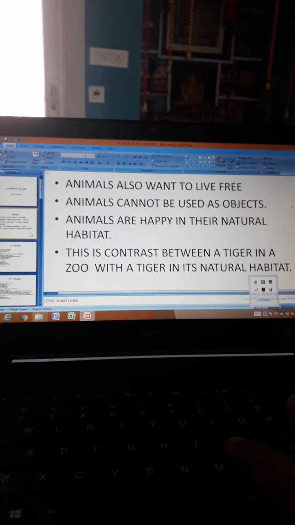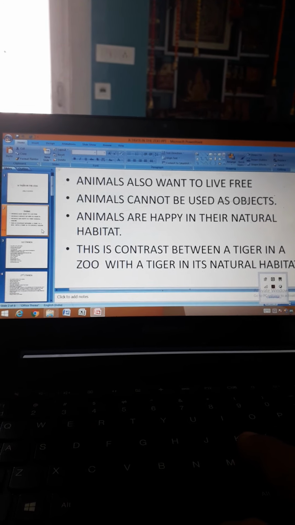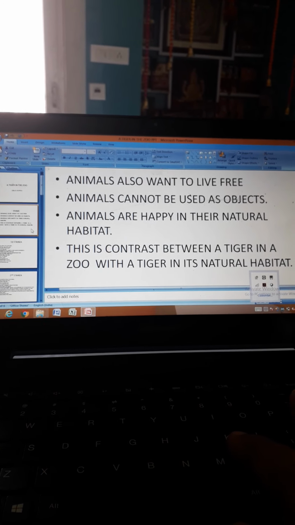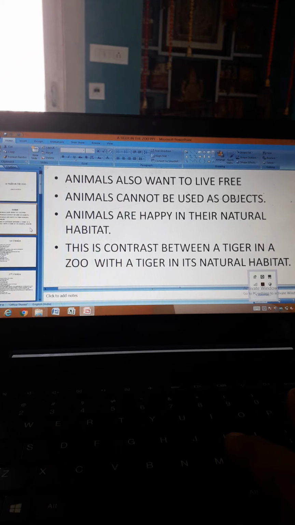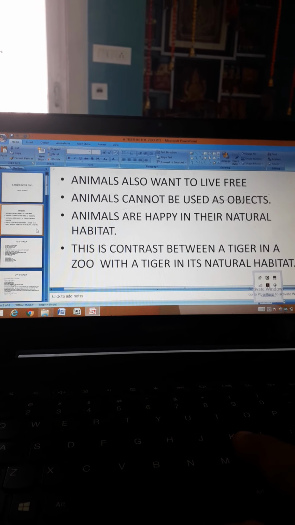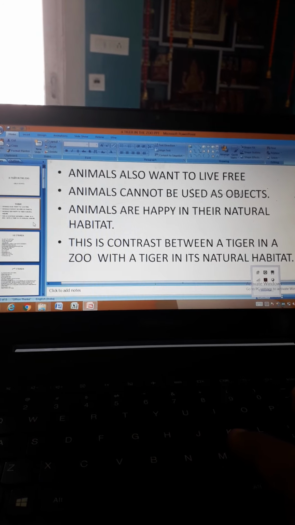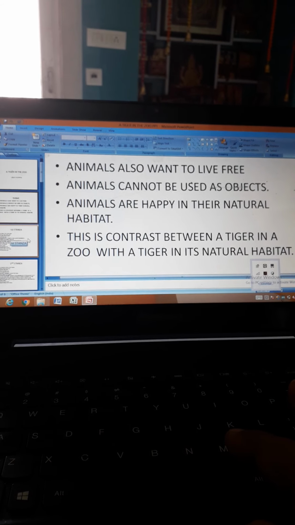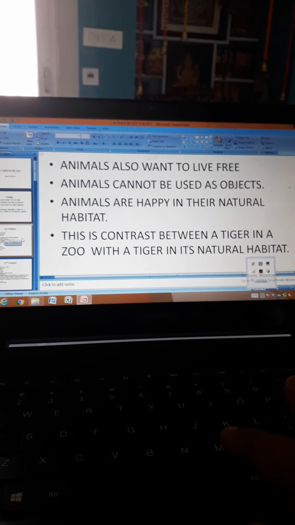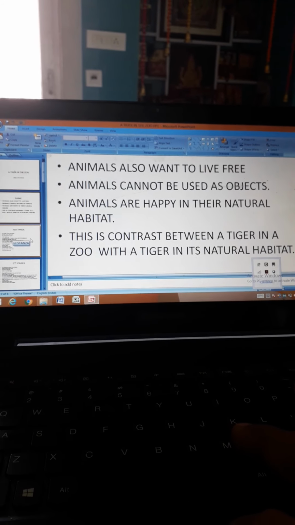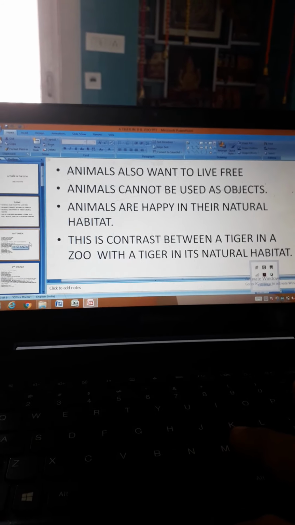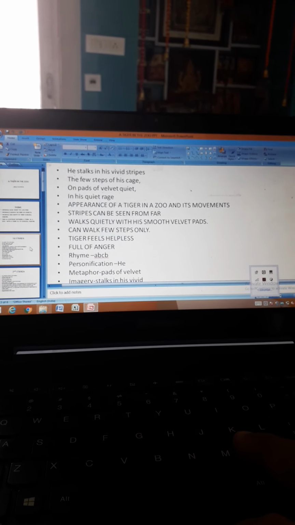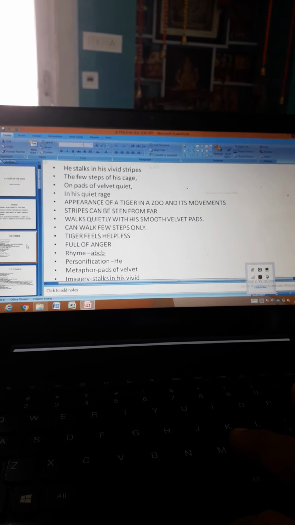So before I start, I would like to discuss the theme on which this particular poem is based. Like we all human beings, animals also want their own freedom. Animals can never be used as objects, and you know very well, we are happy in our homes. Similarly, the animals also are happy in their natural habitat. The poet has tried to draw a contrast between a tiger in a zoo and a tiger in its natural habitat. I hope all of you will agree to this.